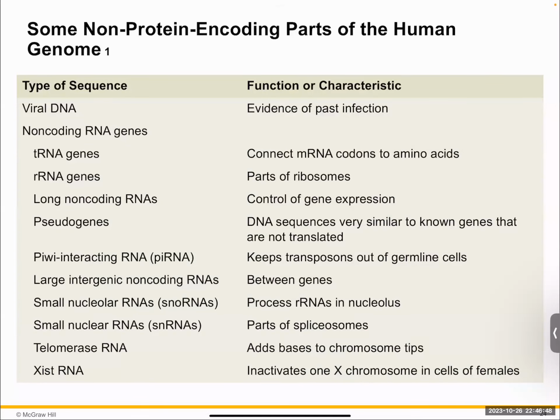And I want to finish it up by looking at a couple of charts. I'm not going to go through all of them. The goal of this is for you guys to look through it, get an idea of what that 98.5% of the genome actually does inside our body. So again, we talked about some of this. We didn't need to talk about every single one, but we talked about the viral DNA, the non-coding sequence of tRNA and RNA, long non-coding sequence, pseudogenes.